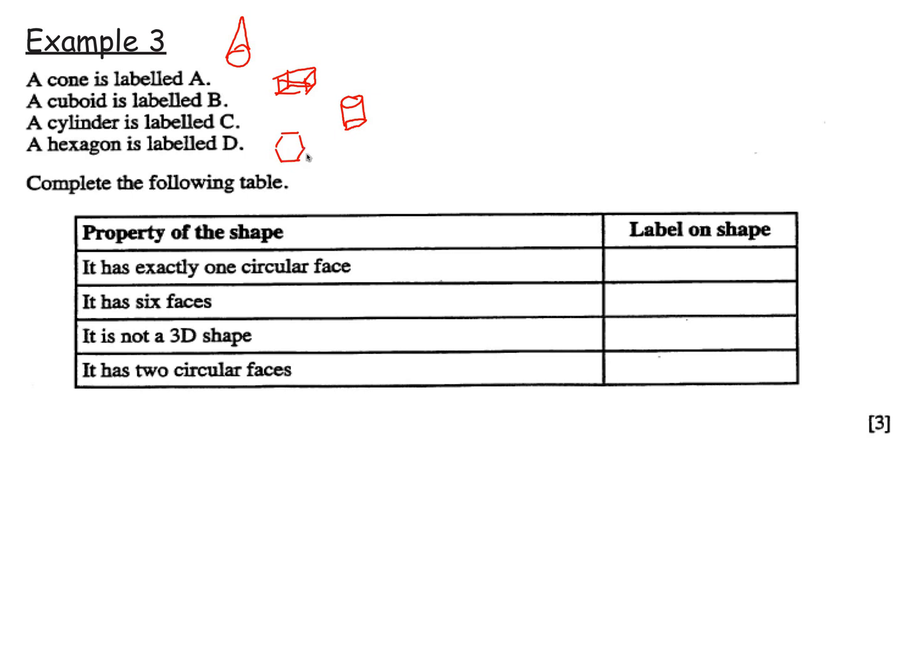Okay, it has exactly 1 circular face, would be a cone, so that would be A. It has 6 faces, that would be a cuboid, which is B. It's not a 3D shape, that would be a hexagon, which is D. It has 2 circular faces, is going to be a cylinder, which is C. Okay, so please write those in, and that's 3 marks that you get for that question.